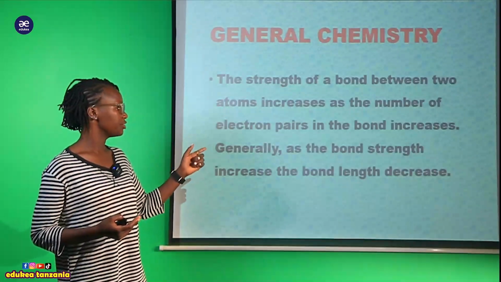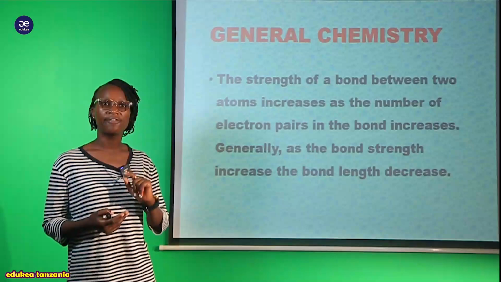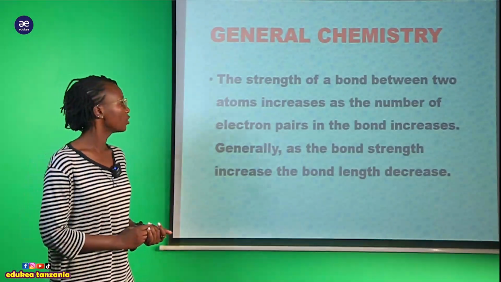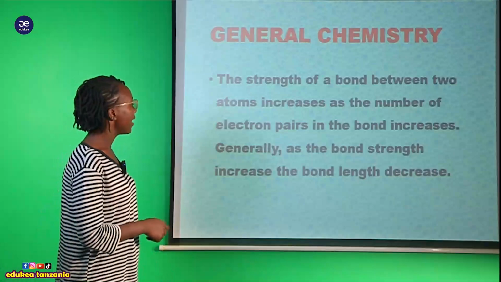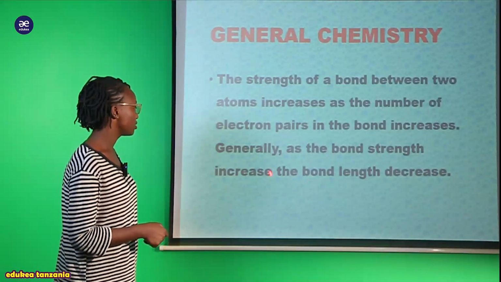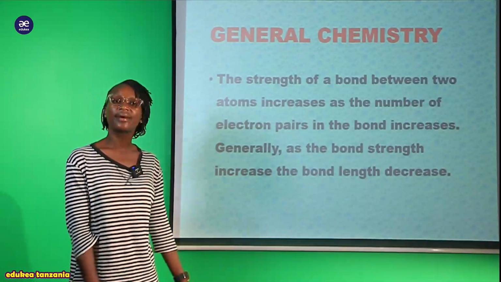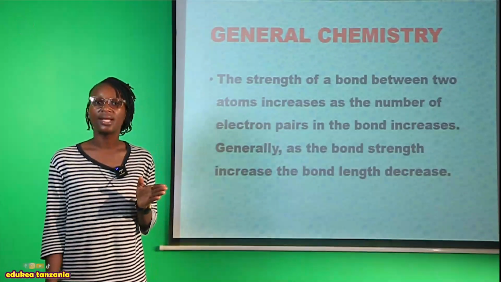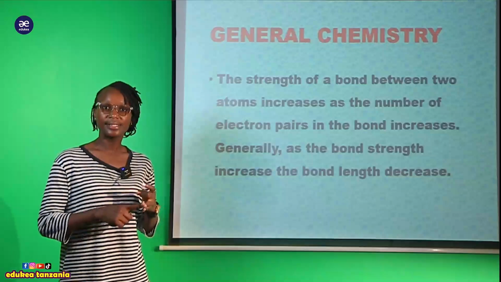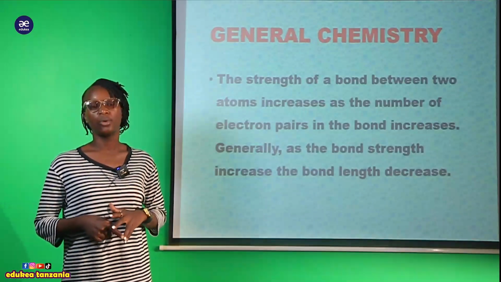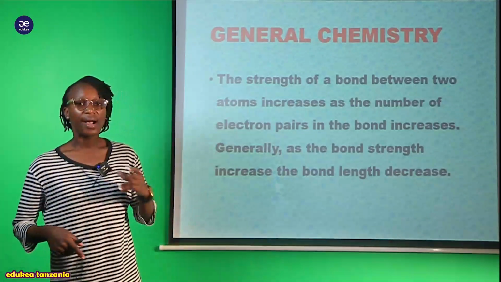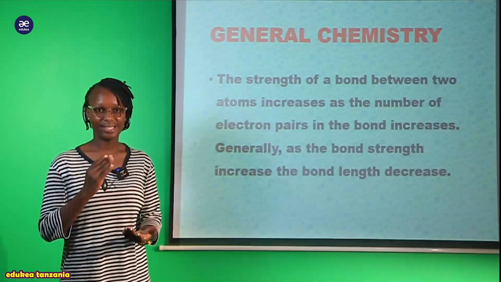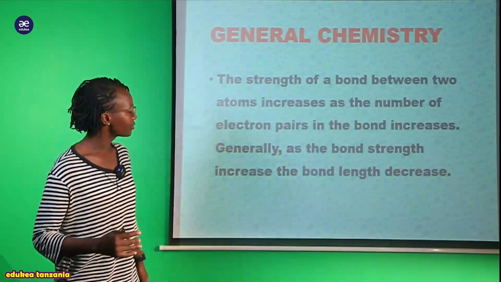So according to this relationship, you can see there will be a decreasing effect on this, and this also decreases. Therefore, generally we can say that as the bond strength increases, the bond length decreases. Now remember, what was our subtopic about? The strength and length of the ionic and covalent bond. After looking at the issue of strength, let us consider the issue of length.